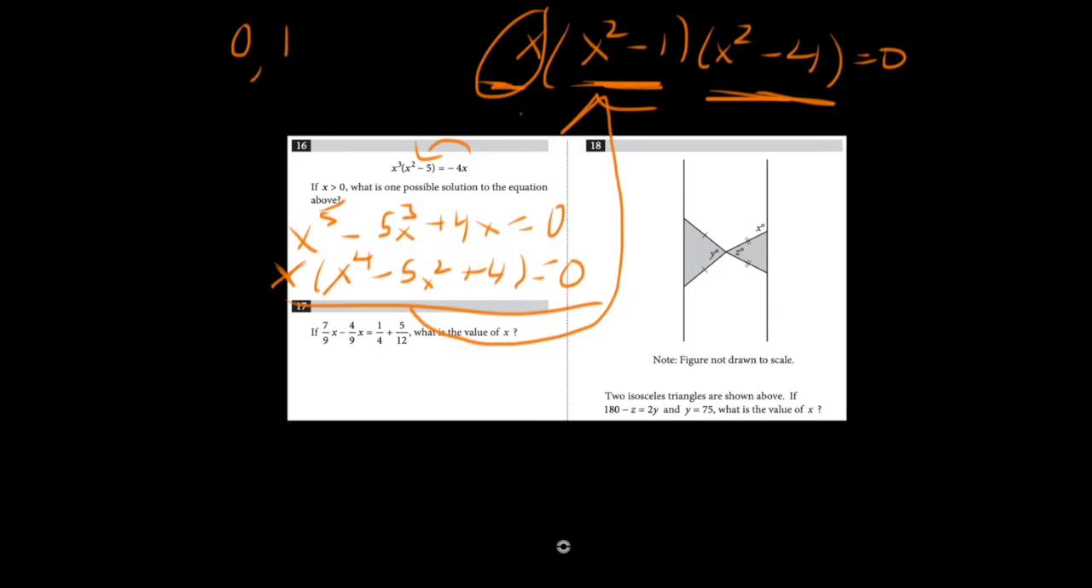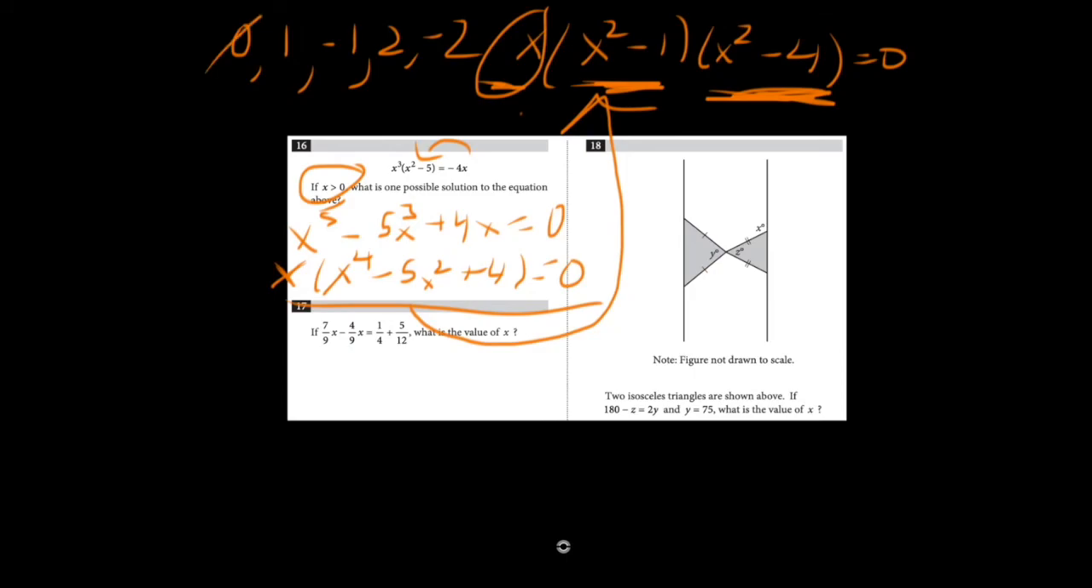Because x squared minus 1 is equal to 0. Then we have to see the negative side of that. So -1 is possible too. X squared minus 4 is equal to 0 here. So x could be 2 or -2. Now, they're asking for one possible solution, but we have to be careful since it's given that x is greater than 0. So let's just pick any of these that are greater than 0.